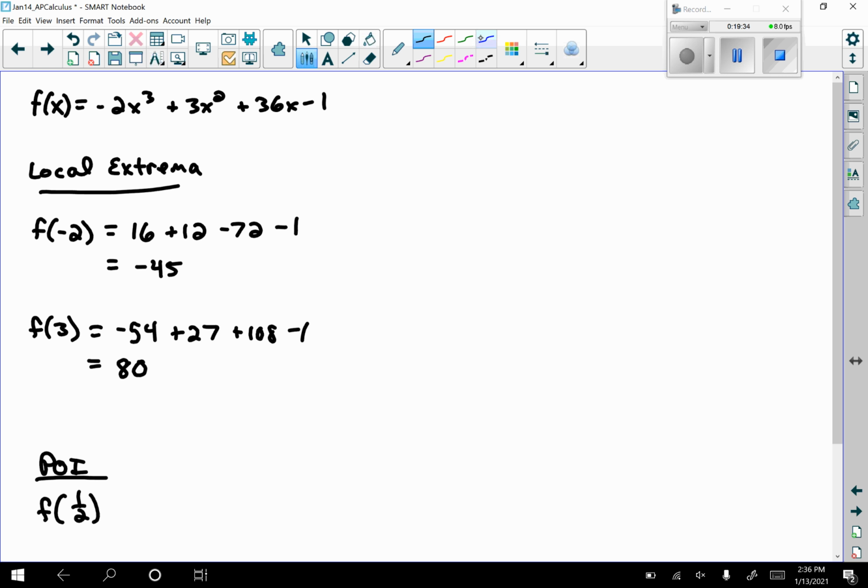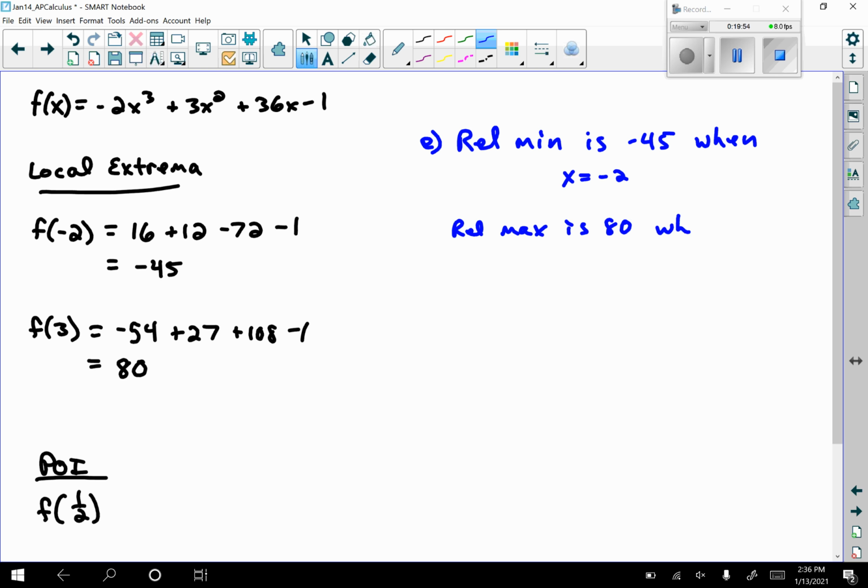So right now, we can answer part E. We have a relative min, which is the -45, when x is -2. We have a relative max, which is 80, when x is 3.